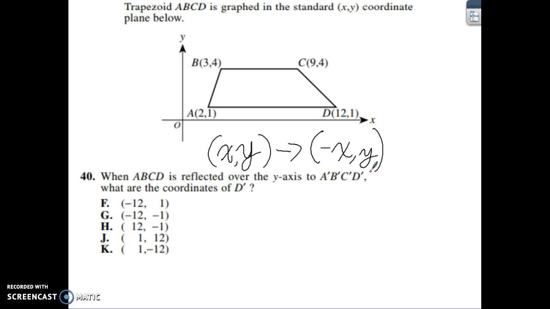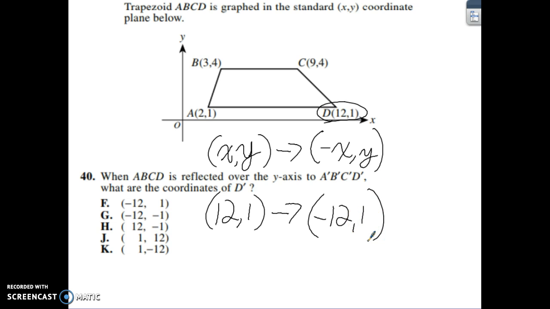So if it's positive, it becomes negative. If it's negative, it becomes positive. So we're going to look at the values of D, it's 12, 1. So our pre-image is 12, 1. And our image, after we apply our rule, is going to be negative 12, 1, which is F. On this one, if you remember the rule, it's going to be fairly straightforward.